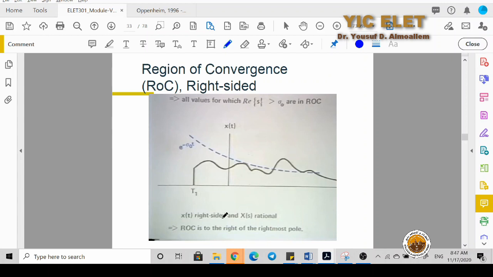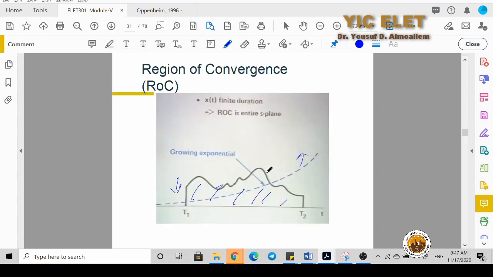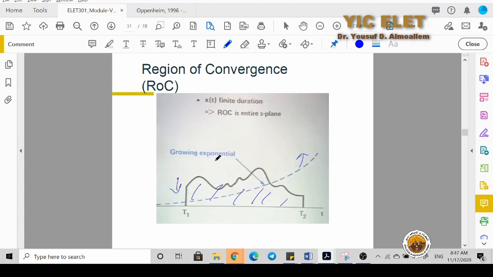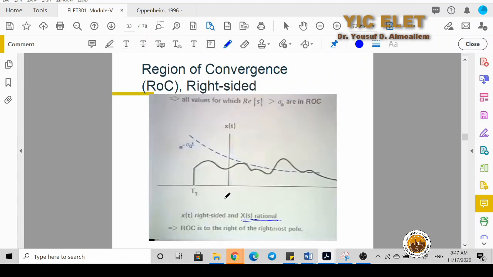So this is the right-sided case, and X of S is rational. Then the ROC... Now we're only talking about X of S being rational, a polynomial in this shape. Then the ROC is to the right of the rightmost pole.